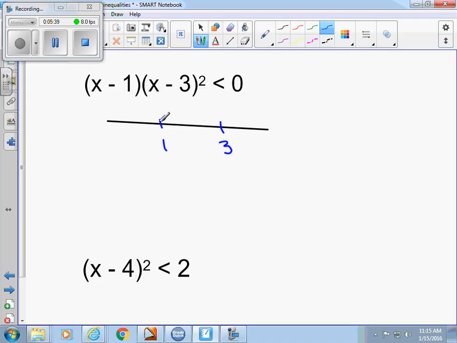Okay, so I want to know a number less than 1, does that make me have a positive value or a negative value? So I'm going to take a number less than 1, like 0, and plug it in. 0 minus 1 is negative 1. 0 minus 3 is negative 3, but what am I doing to that negative 3? So it's actually positive 9, so positive times a negative gives me a negative. And then it's opposite. Maybe. Don't assume. Assuming is a bad idea.